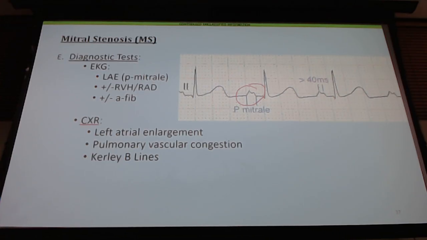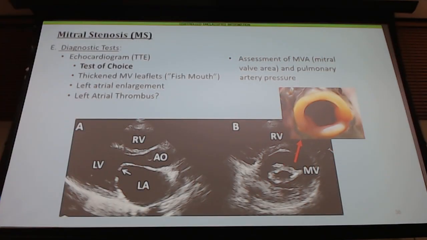Chest X-ray really is going to be, let's look at the pulmonary impacts of this condition. So you may see that vascular congestion, the Kerley B lines, and those types of things that you learned about in radiology last semester. But your test of choice is going to be your echo, because this is a valvular disease, echo is your best cardiac test to determine what the heck is going on, right?